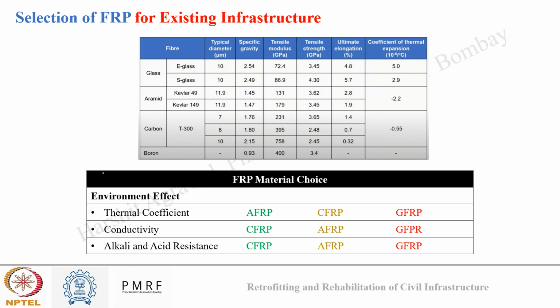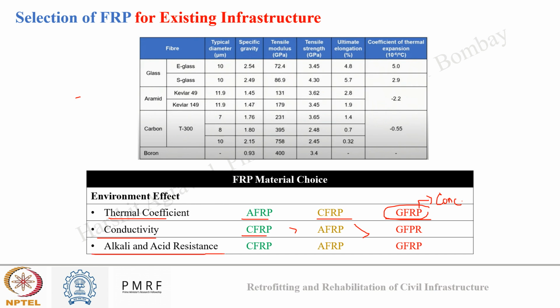Okay. Similarly, we can talk about environmental factors also. So there can be thermal coefficient, conductivity, and alkali acid resistance. In terms of thermal coefficient, AFRP has the lowest thermal coefficient of expansion, then CFRP, and then GFRP. So GFRP generally matches the thermal coefficient of concrete. Okay, it is more compatible with concrete in terms of thermal coefficient. Conductivity, since all of these are not made of metals, still CFRP is more conductive than AFRP and GFRP.